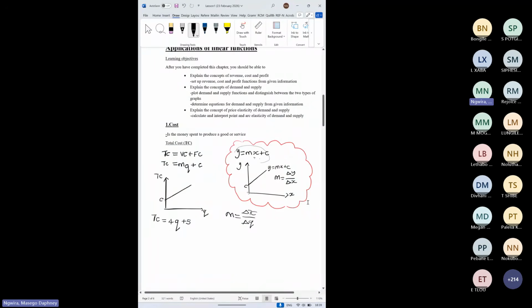All right. So it means that now my graph is going to start at 5 because my C is 5. Then this will be the graph of total cost function. I hope that makes sense. So I'm going to use the same concept now to draw the next function, which is the total revenue.